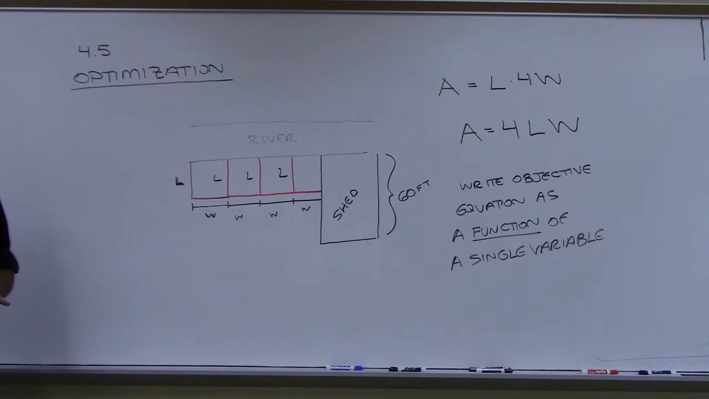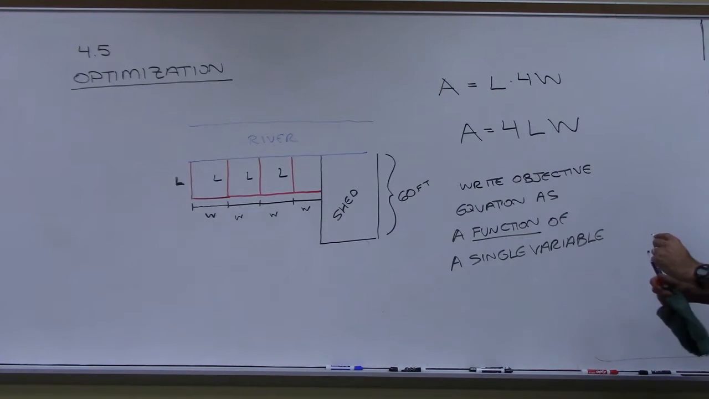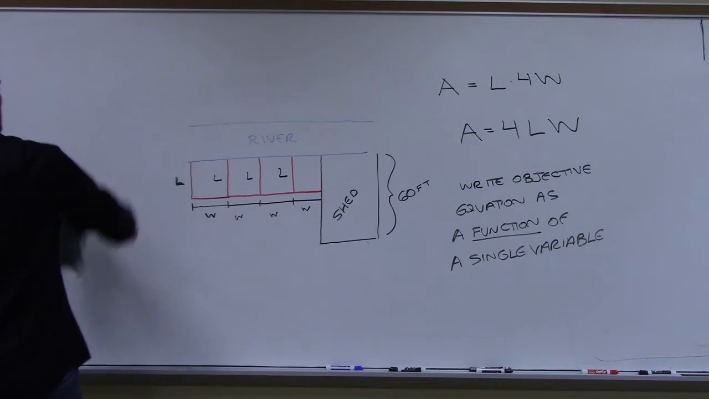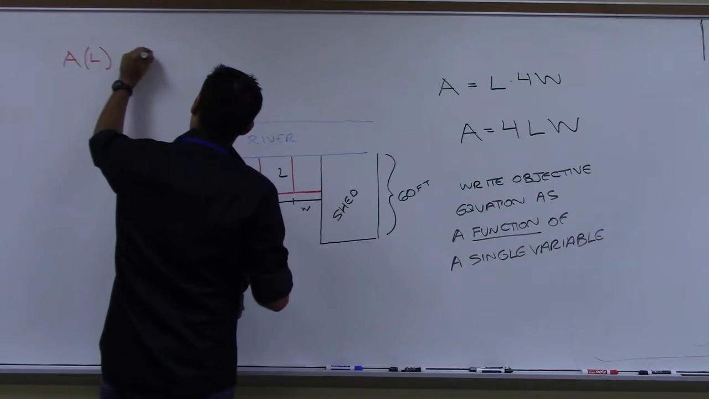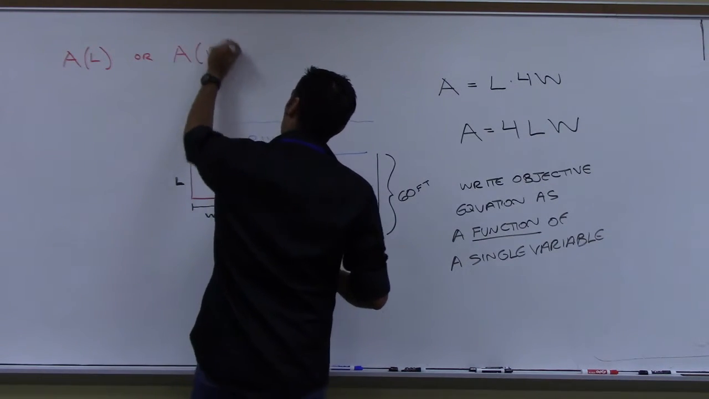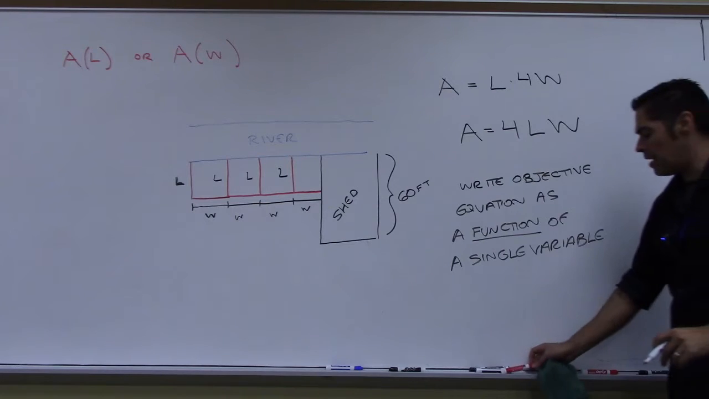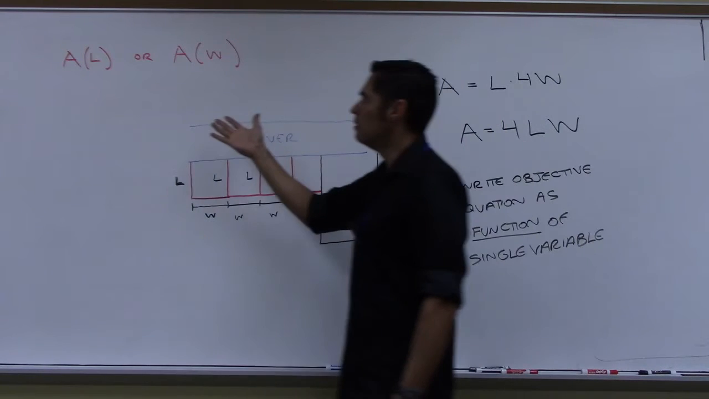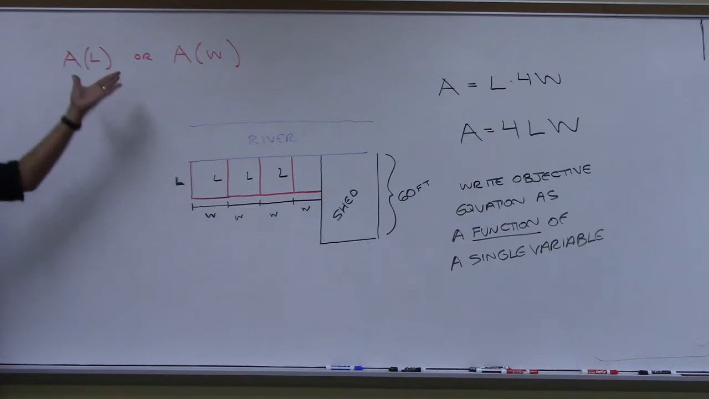What we'd prefer instead is to somehow rewrite the area. We want the area as a function of a single variable, either L, or we want the area as a function of W. That's what I'm saying here. Why would we want to try and figure out what the area is in terms of a single variable? Why would I want to do that? So you can graph it. So I can graph it.